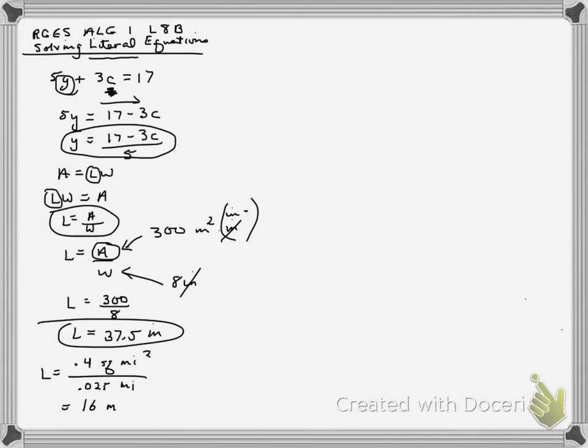So these are just really substitutions. The only trick to using a formula is making sure you understand what everything stands for. Let's look at the last example. This is a very, very common formula. This is rate. Rate equals distance over time.